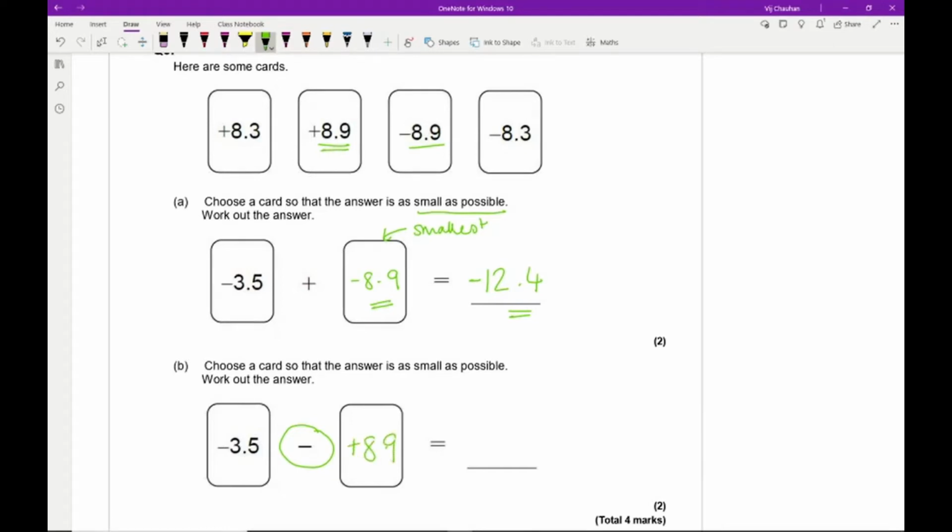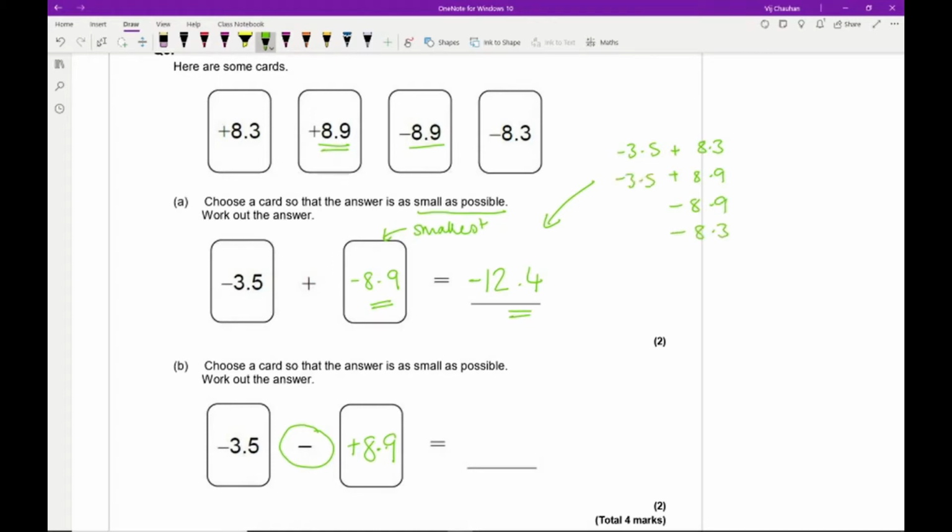Now one way of doing this, if you're not too great with negative numbers, is to basically substitute each card in and see how you get on. So for question A, I've got minus 3.5 plus, and then it'll be 8.3, and then I'll try plus 8.9, minus 8.9, and minus 8.3.